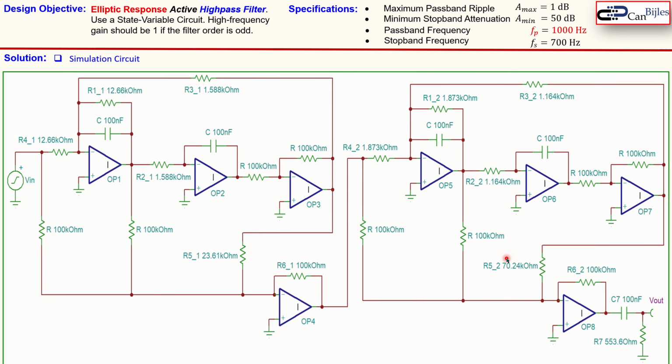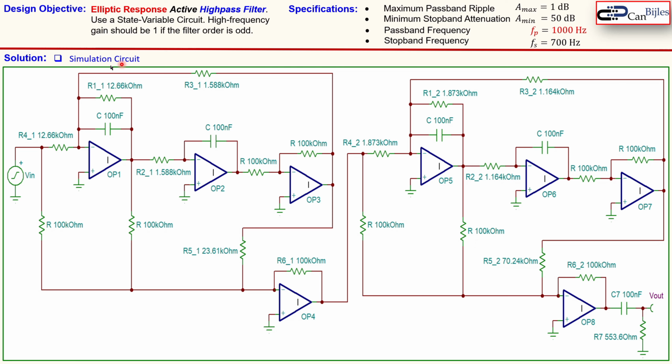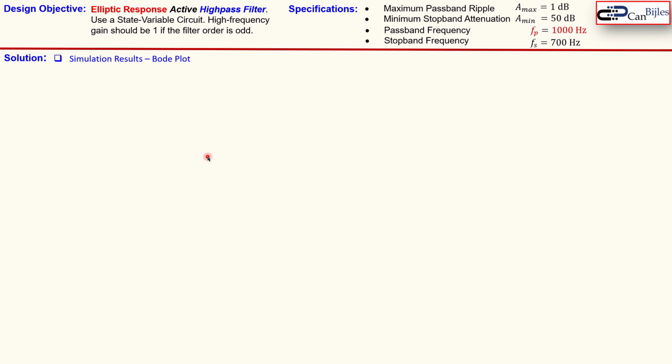So we can now check the simulation circuit. This is now the circuit in the Tina TI SPICE. You see here all the components and the operational amplifiers, the input here, and we measure all the way here at the output. This is now the full 5th order elliptic response high pass filter circuit. Okay, let's now go to the simulation results, the Bode plot.